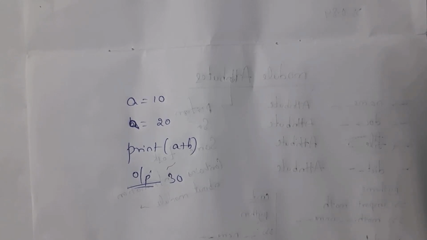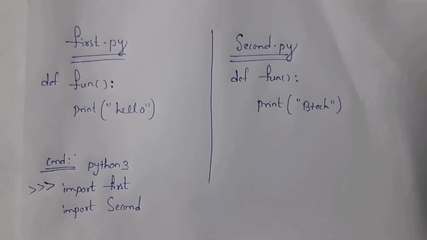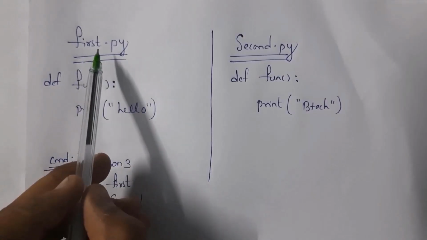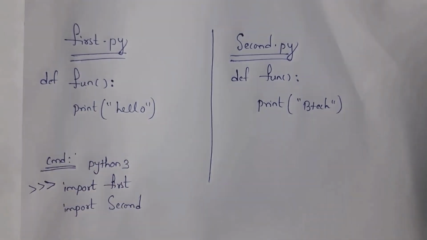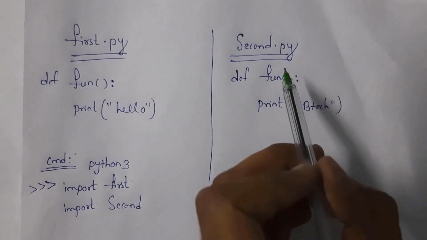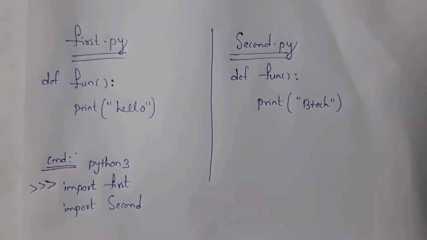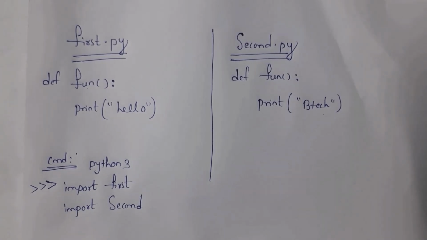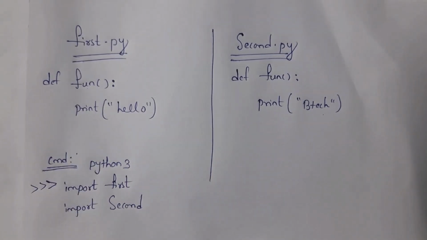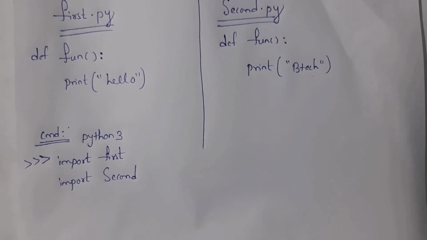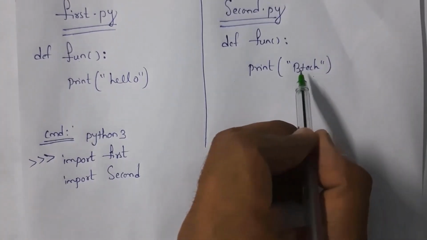Namespace is nothing but a collection of different names. Let's consider this example. Here there are two modules. One is first.py and another one is second.py. The module first.py contains a function fun. Inside function fun there is a statement that prints hello. Similarly, the module second.py contains a function fun and this function contains the statement print btech. Inside the command prompt I wrote python3, and whenever you write python3 and press enter, it will open Python. Now I want to import these two modules. Whenever you write import first, it will import the first module, and whenever you write import second, it will import the second module. For example, I want to print btech which is present in the second.py module, and this btech is present in function fun.